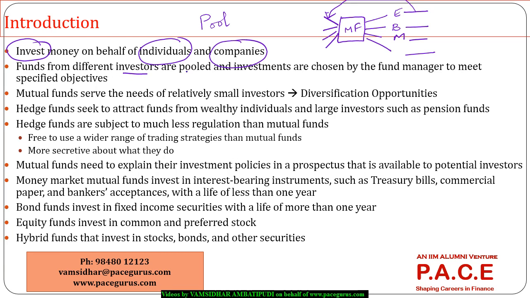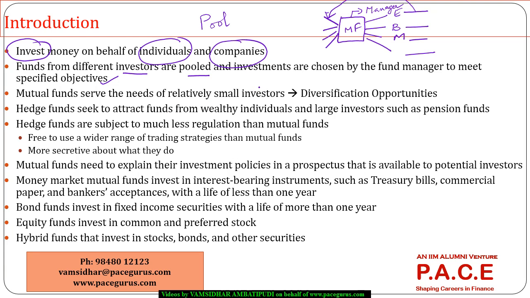So the funds from different investors are pooled, and based on that pooling, the investments are chosen by the fund manager. A mutual fund has a fund manager who is a professional. So if we are investing directly, we may not have that much experience and expertise in terms of where to invest, how much to invest. But when we are going through a mutual fund, we are giving the right of investment to a professional whom we expect can manage the fund, manage the investments quite cleverly, and meet the required objectives.